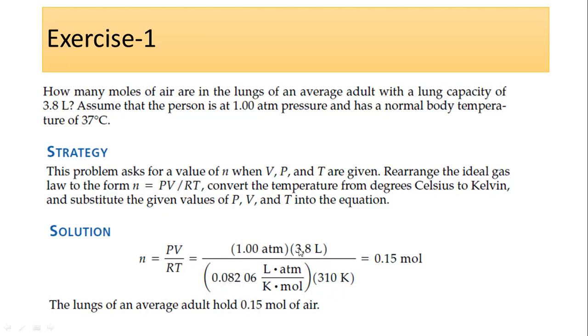Again, when you put the units along with the values, all these units are going to be cancelled out, and what is left, after the double division, will be the number of moles, which is your requirement. You can directly verify this by the unit cancellation method. So the value is 0.15 mole. So the lungs of an average adult hold 0.15 mole of air, at a capacity of 3.8 liters. Look at this, it is a very important calculation you are getting out of this exercise.